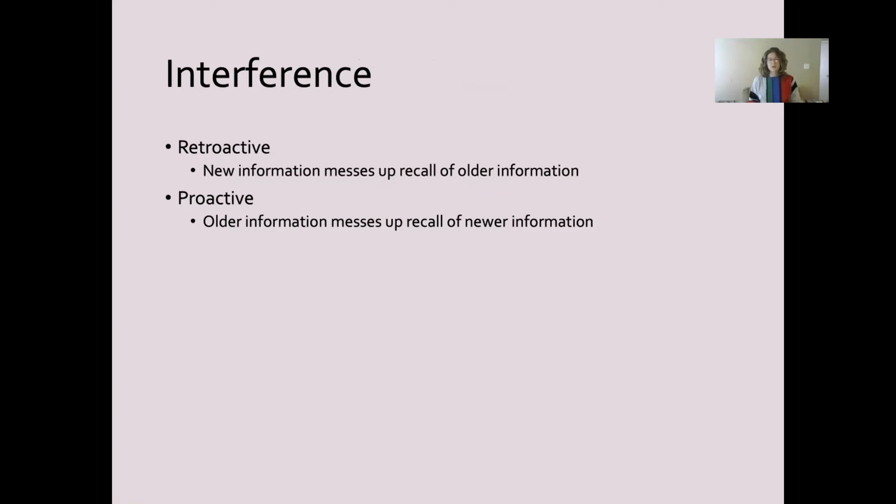Short-term memory can also be screwed up by interference. There are two types we're going to talk about. Retroactive interference is when new information messes up us recalling older information. Proactive is when older information messes up the recall of newer information.